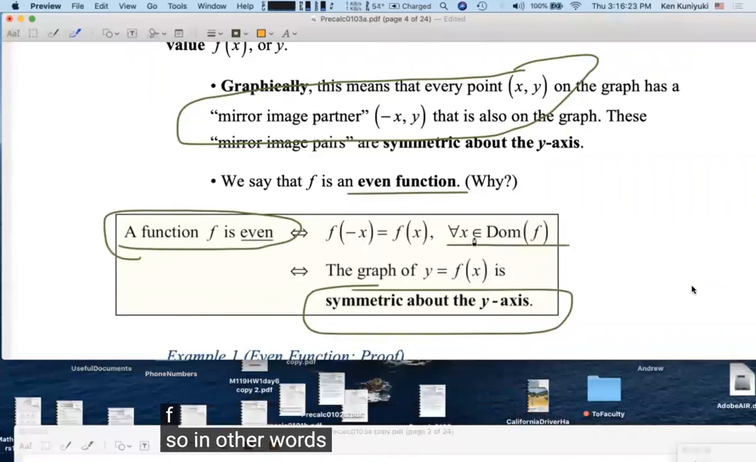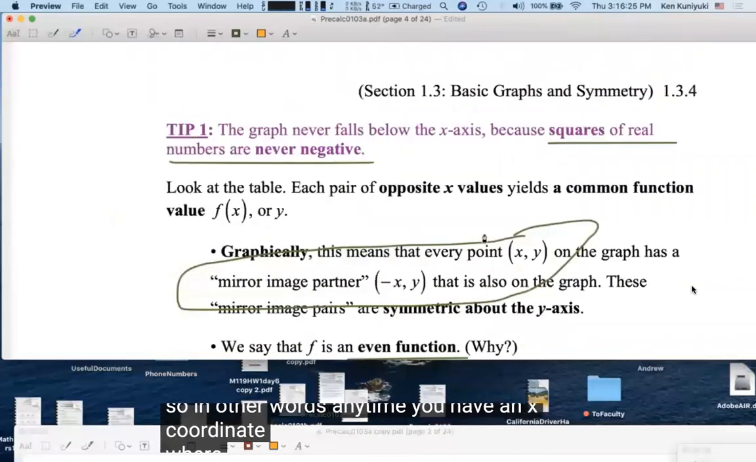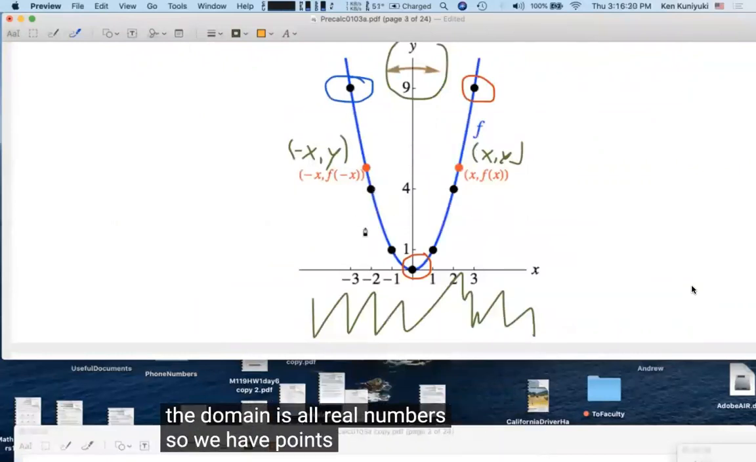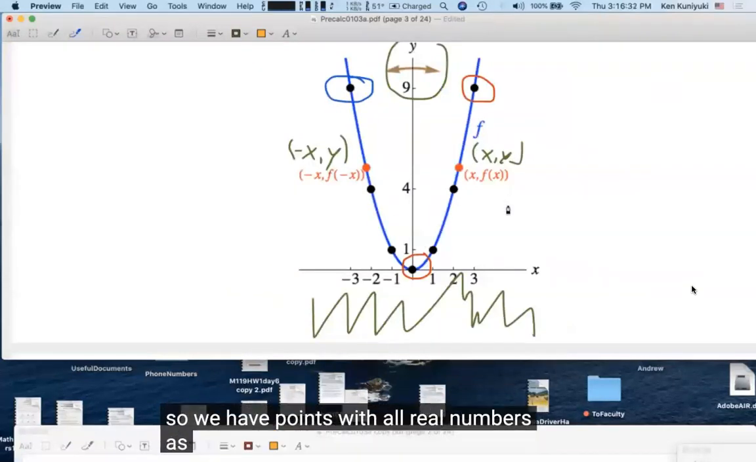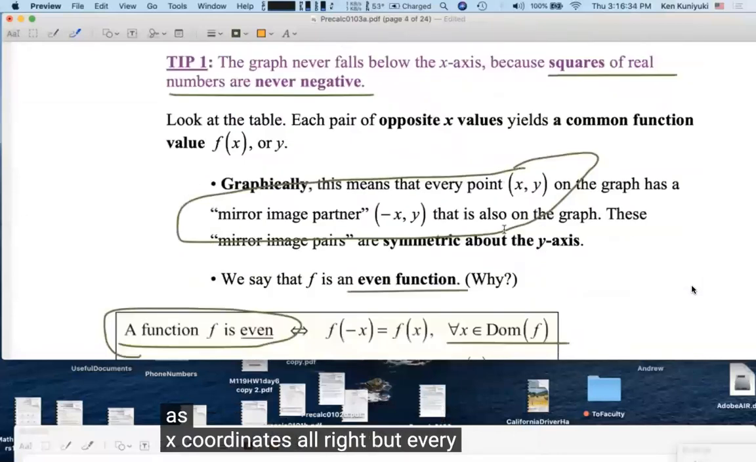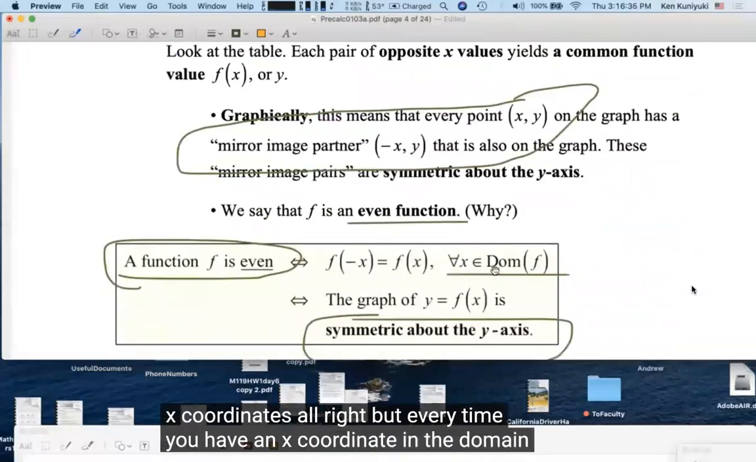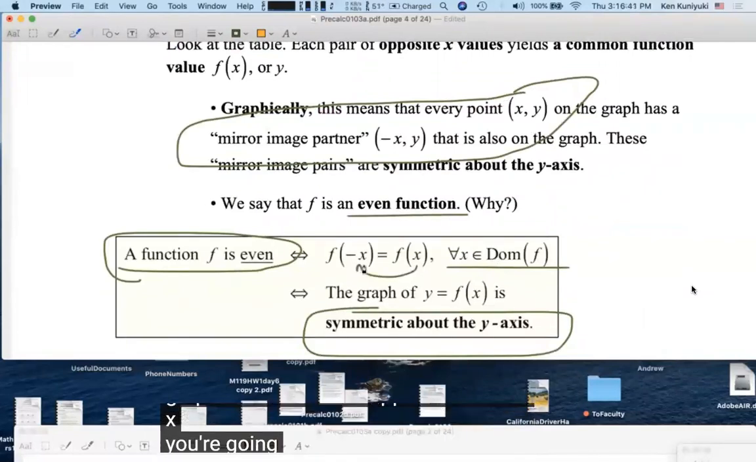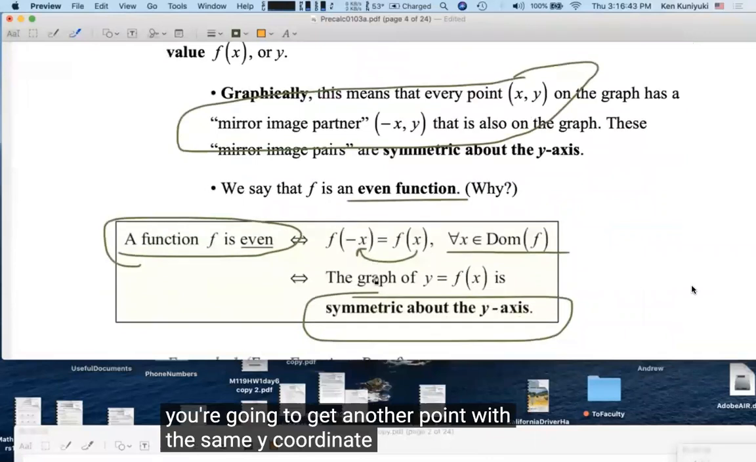So in other words, anytime you have an x coordinate where we have a point on the graph, here the domain is all real numbers. So we have points with all real numbers as x coordinates, all right? But every time you have an x coordinate in the domain, you're going to get a point on that graph. And then at the opposite value of x, you're going to get another point with the same y coordinate.